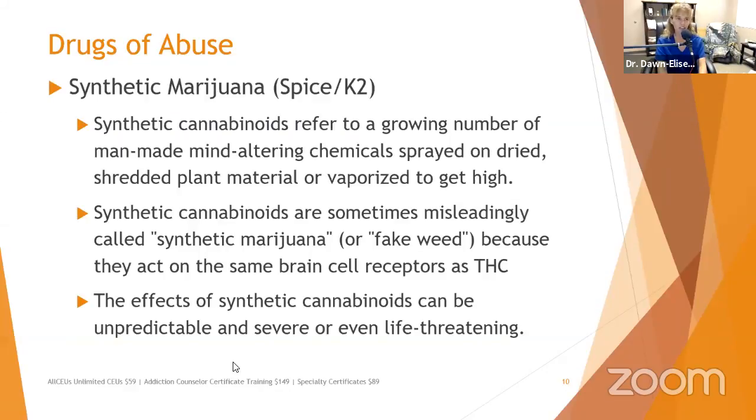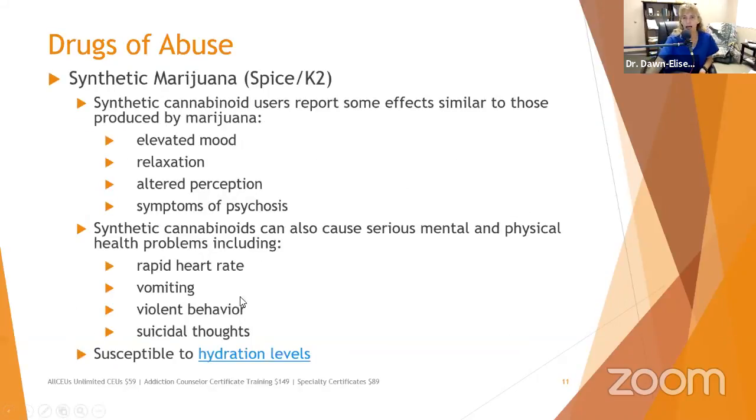There are dozens of case studies of people who used spice or K2 and they ended up having a psychotic episode that lasted weeks. They became extremely, uncharacteristically violent when they were in the emergency room. So it can have really odd effects on people. Synthetic marijuana or synthetic cannabinoid users report some effects similar to those produced by marijuana, including elevated mood, relaxation, altered perception, and symptoms of psychosis in bad cases.